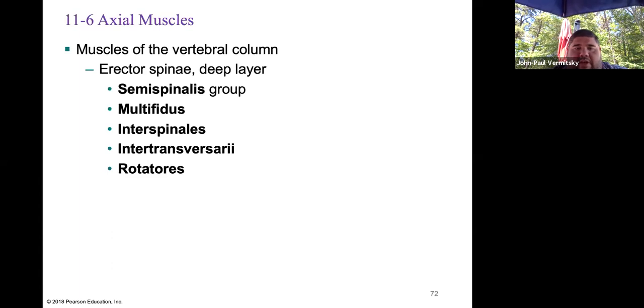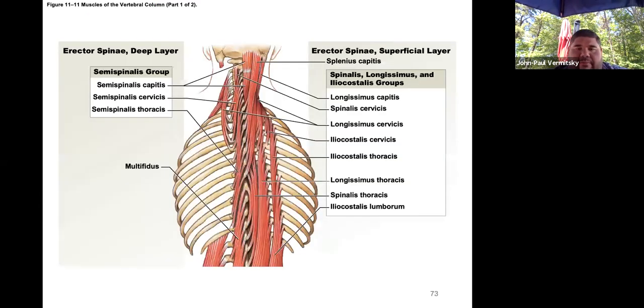Then your deep layers, you have semispinalis group, multifidus, interspinalis, intertransversarii, and rotatores. The only one there that I'm concerned that you know of is the semispinalis group. These other four kind of collectively fall under that particular group.